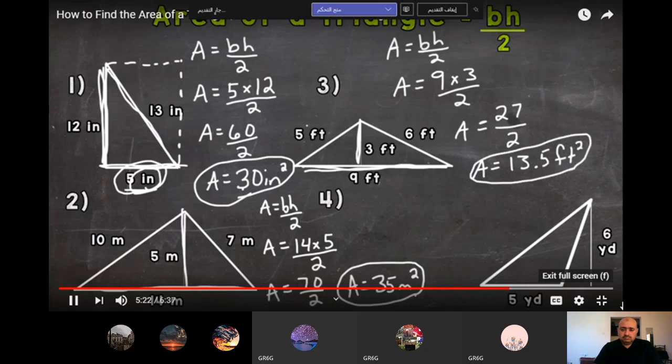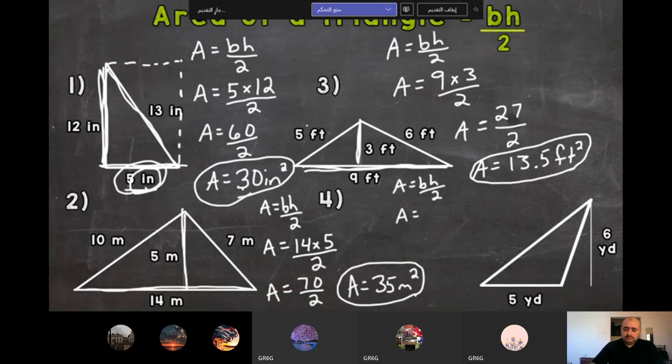And lastly, number 4 here. So we start with the formula. Area equals base times height divided by 2. Now we need to plug in. So our base down here is 5 yards. And we multiply it by our height. Now our height is outside the triangle because we need to see how tall it is. That's fine. Due to the shape of the triangle, we have that measurement outside, but it still is the height. So 5 yards times 6 yards, and we divide that by 2.